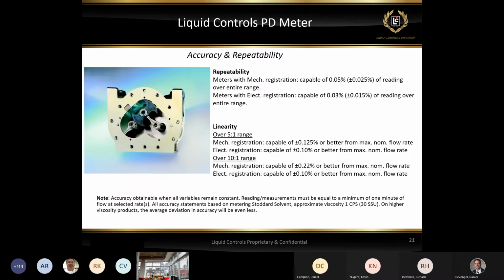In the petroleum world, normally they talk about a 10-to-1 range. So as that example, same meter, 100 gallons a minute, 380 liters, down to 10 gallons a minute, or 38 liters per minute. That's the 10-to-1 range, and with the mechanical register, we're better than plus or minus 0.22%. With electronics, we can get even better, of course, plus or minus 0.1%. So there's a great example of why you want to choose our meter and why you want to go with electronic registration. Next slide, please.